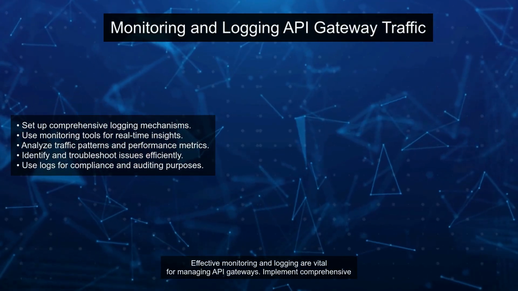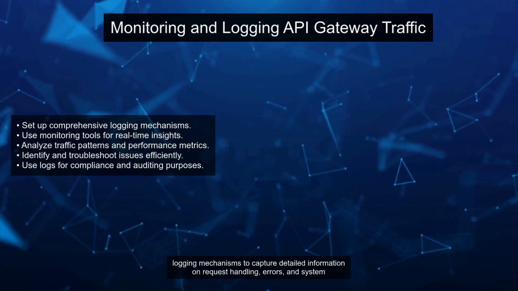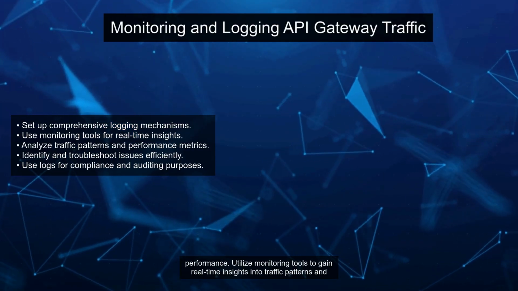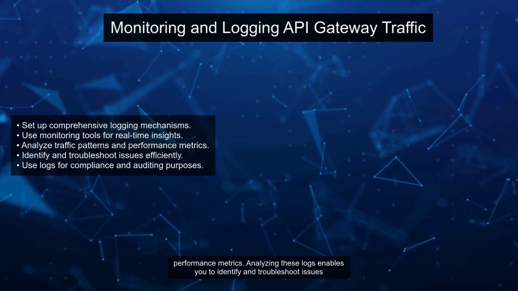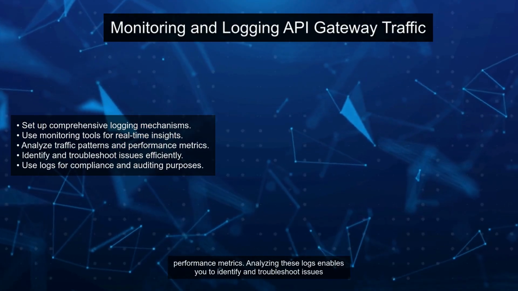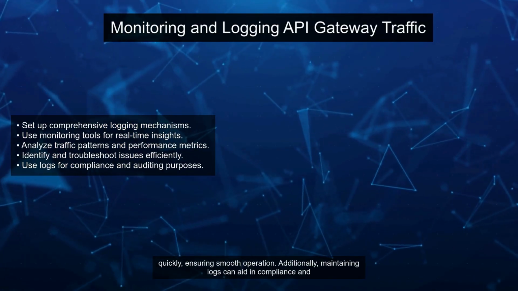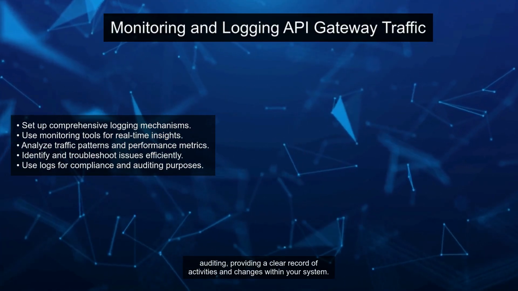Effective monitoring and logging are vital for managing API gateways. Implement comprehensive logging mechanisms to capture detailed information on request handling, errors, and system performance. Utilize monitoring tools to gain real-time insights into traffic patterns and performance metrics. Analyzing these logs enables you to identify and troubleshoot issues quickly, ensuring smooth operation. Additionally, maintaining logs can aid in compliance and auditing, providing a clear record of activities and changes within your system.